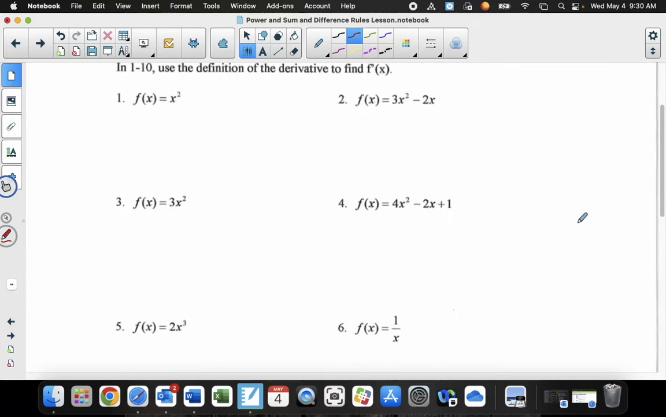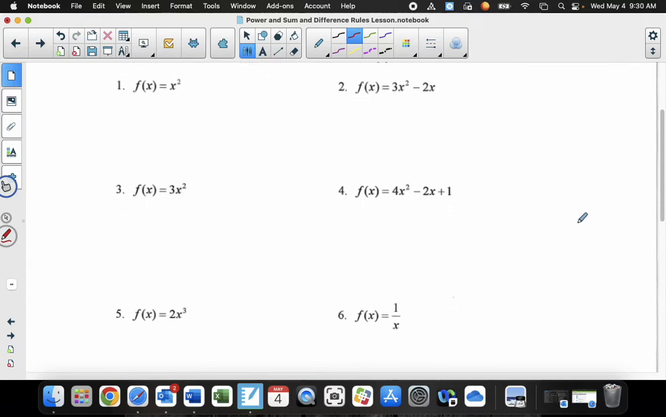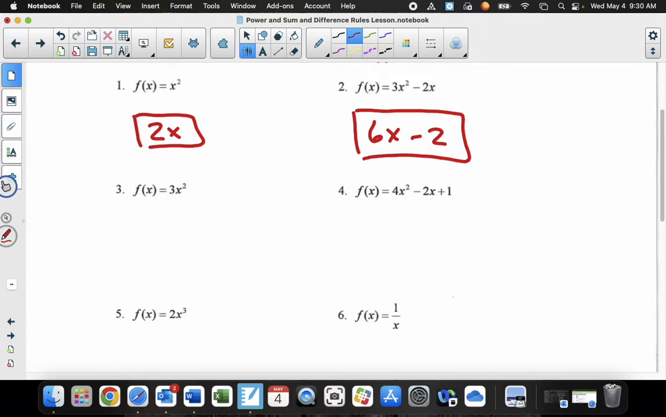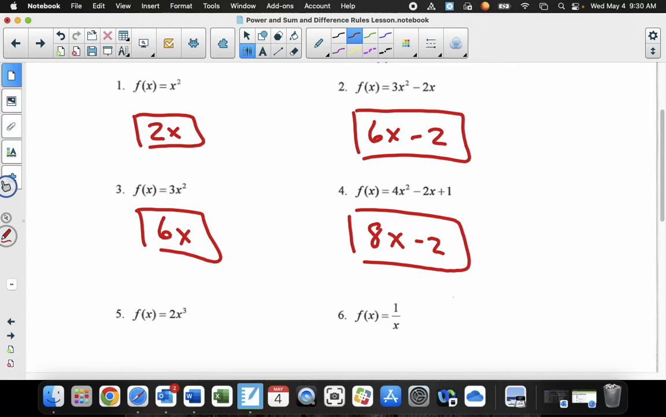As I work my way through this sheet, the first derivative is 2x. This one, we actually did this one, but this derivative is 6x minus 2. Number 3, the derivative is 6x. Number 4, the derivative is 8x minus 2. You gotta be kidding me. The next one.